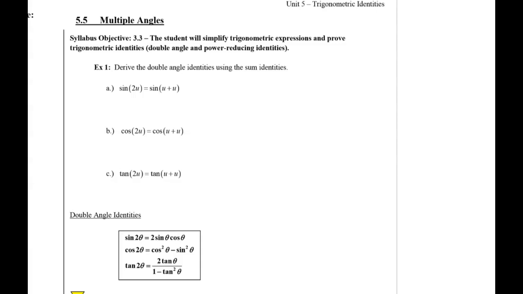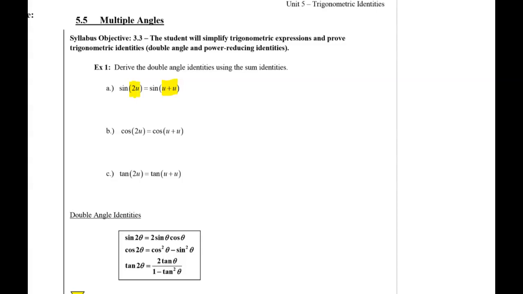Section 5 is multiple angles, and we're going to derive those using the sum identities that we learned from the last section. So here, a double angle, you can see here's u, which is your angle, and there's a 2 in front of it. And that's what makes it a double angle. So 2u is the same thing as u plus u.